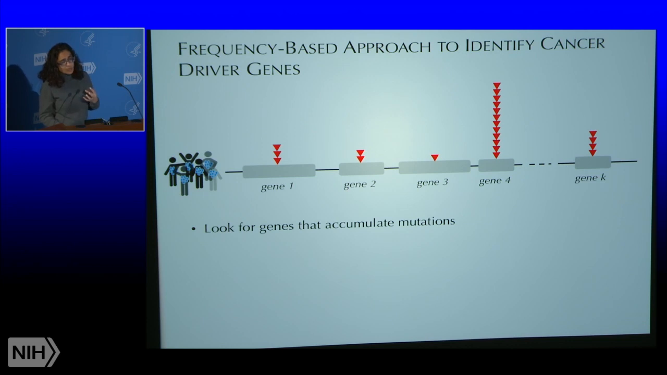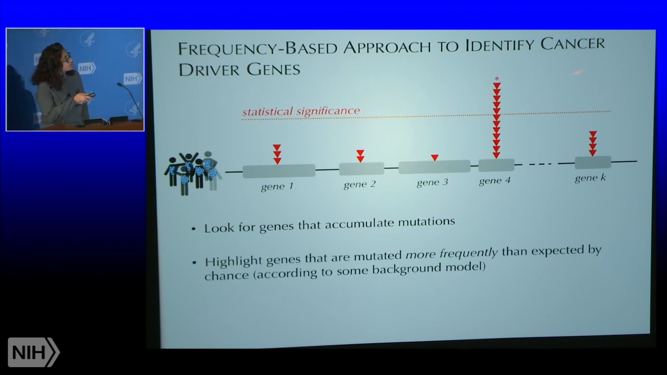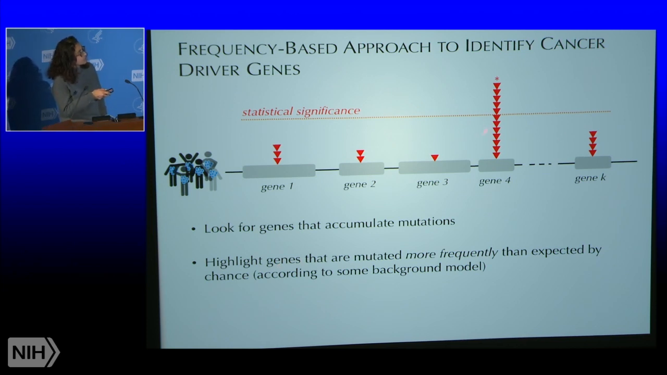So when cancer genomics data first became prevalent, people realized it would be really useful to look at this data at the population level. So look at a number of individuals together and aggregate the mutations that are observed in these individuals' tumors by gene. And so then you're going to look for genes that accumulate many mutations. The trick, though, is what is a lot? And so a lot of time was spent thinking about models for statistical significance. And the idea is you're going to try to highlight those genes, so in this toy example, gene 4, that's mutated more frequently than expected by chance, according to some background model.